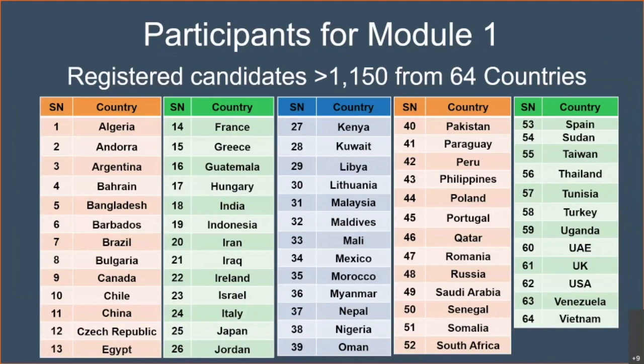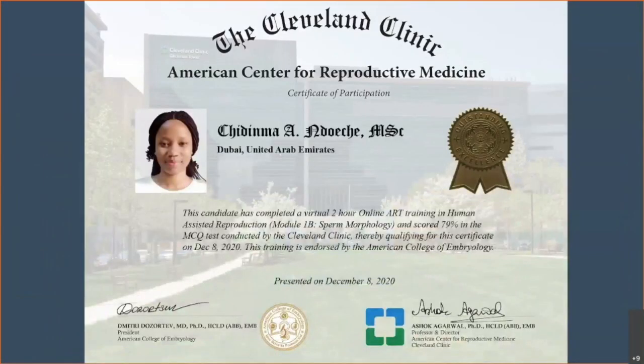And these are just some examples of the special certificates that we have been issuing. You can see each certificate is customized, personalized with the name and professional pictures of each of the candidates, printed with their degrees, the city, as well as the marks that they have scored in the multiple choice test.